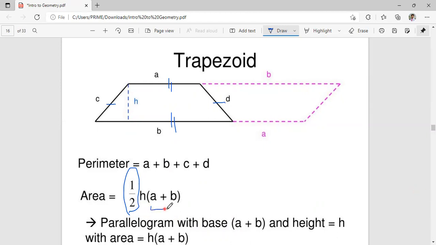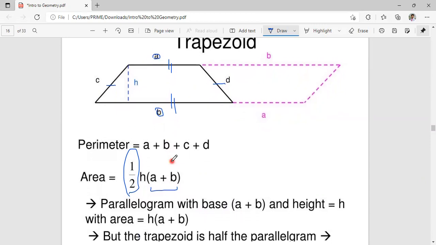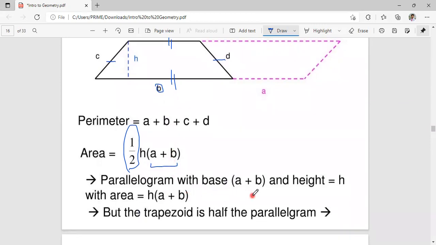So A plus B is, A is the one side base, this one, then we have base, this one. Okay, for the parallelogram with the base A plus B and height equal to H, the area will be H into A plus B. But the trapezoid is half of the parallelogram. So first we have to take 1 over 2.